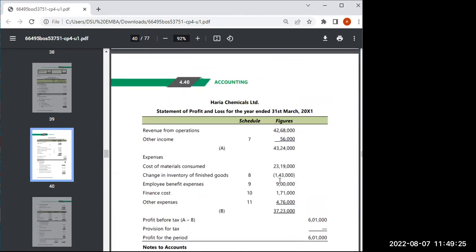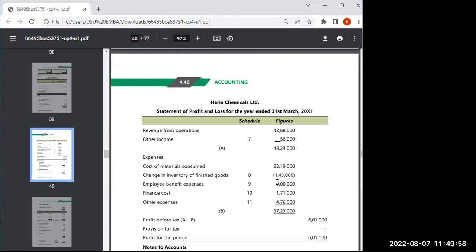Now next, total income. Total income is equal to revenue from operation plus other income. That is nothing but 42,68,000 plus 56,000. That is equal to 43,24,000. Is it clear? Any doubt up to this? Taking sales, taking other income, totaling it. That is the first part of the P&L account.